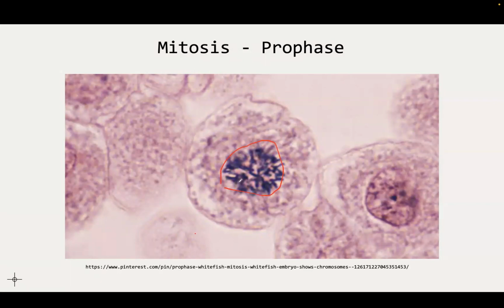Mitotic spindles start to form. Chromosomes are condensed and are visible. These are what you see as chromosomes, and chromosomes start to attach to the spindle. So you see some sort of pattern beginning to form.